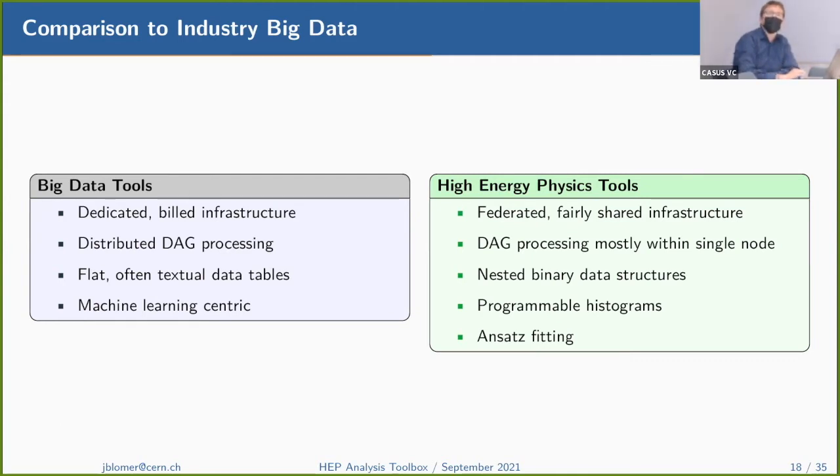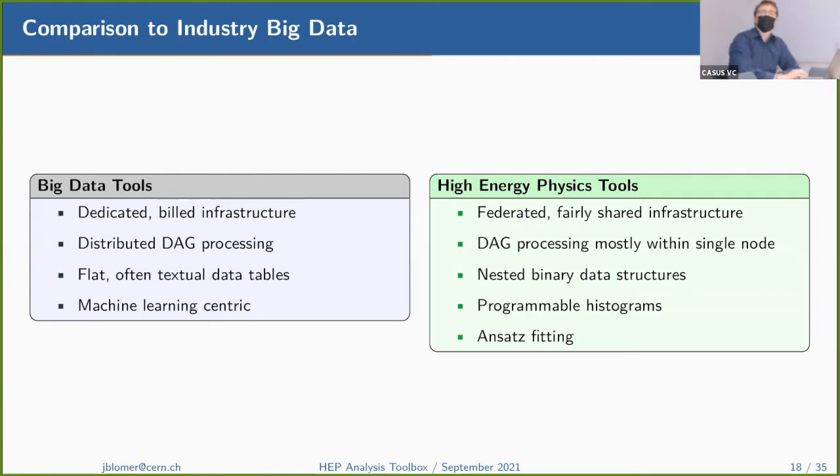We don't have a very complex distributed workflow. We do have these data dependencies expressed, but this is typically on a single node. Like you can do this reconstruction step after that reconstruction step, things like that. But it's happening in one machine. What is the big difference is a different data structure to start with, these nested collections.